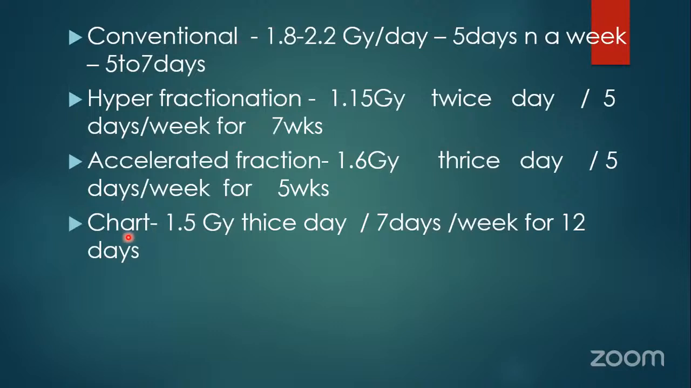And for CHART, continuous hyperfractionated accelerated radiotherapy, if you see, 1.5 grays are given thrice a day, for 7 days in a week, for a period of 12 days. So these are the different types of fractionation therapy in which radiotherapy can be administered for treating cancers.